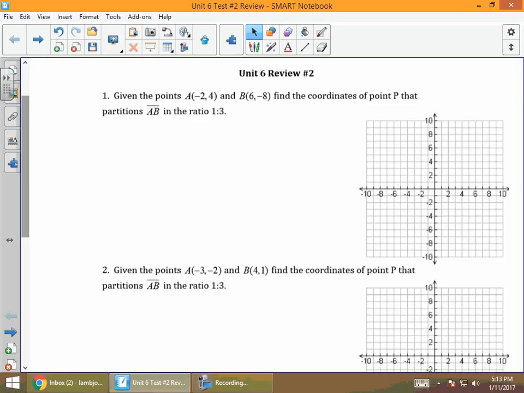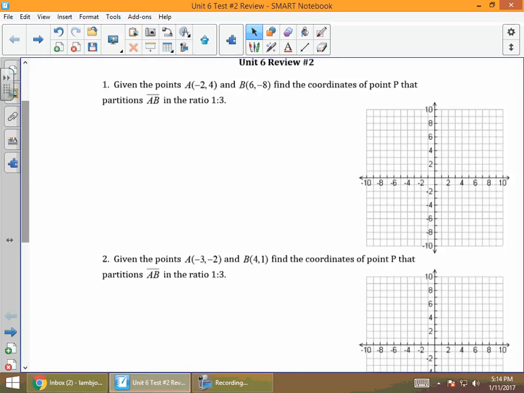So without wasting any more time, let's jump right in on this problem. And number one is a partition question. This is some of the new stuff that we've done. So I do want to partition AB, so I'm going to start by graphing AB. So -2, 4 is A, and 6, -8 is B.